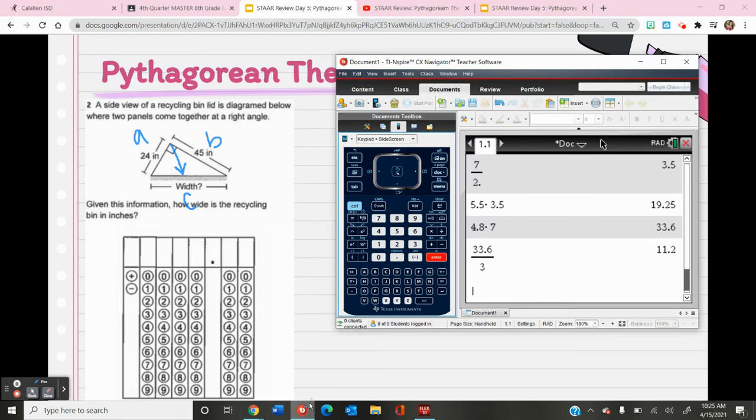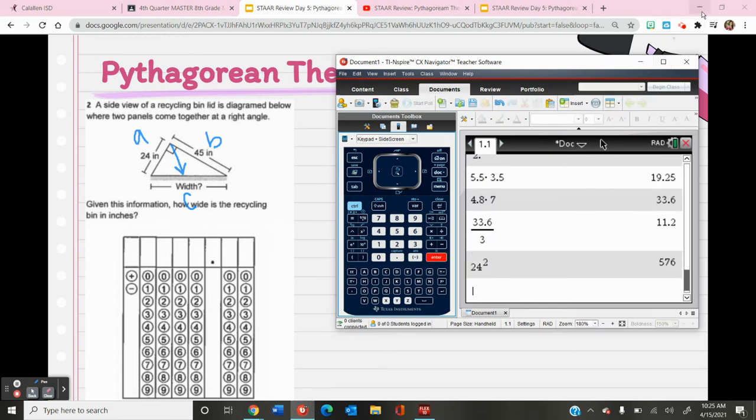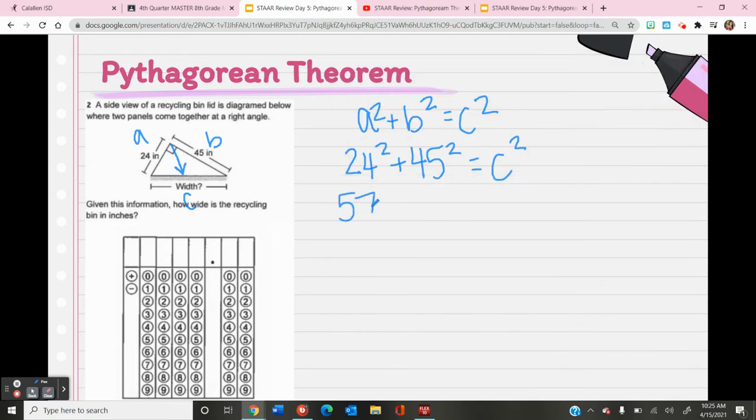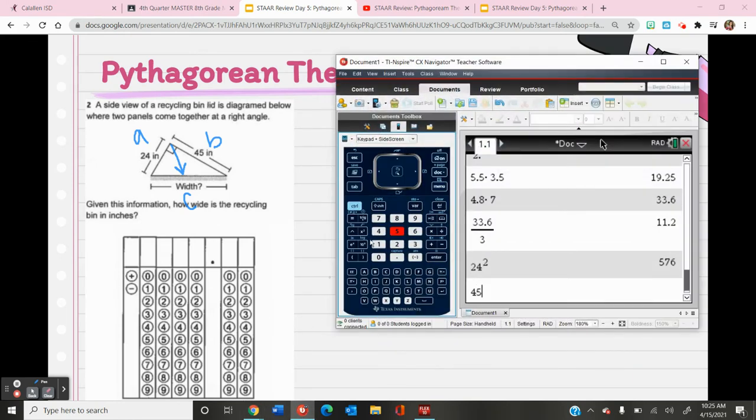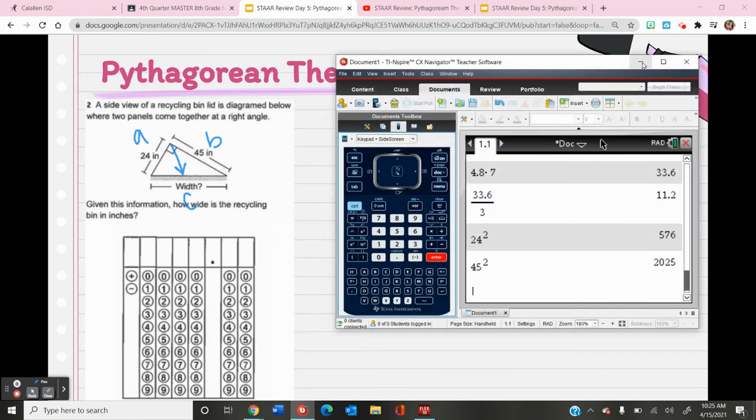So in our calculator, we want to go ahead and do 24 squared. We want to simplify our exponents. So 24 squared is 576 plus 45 squared, and 45 squared equals 2025.